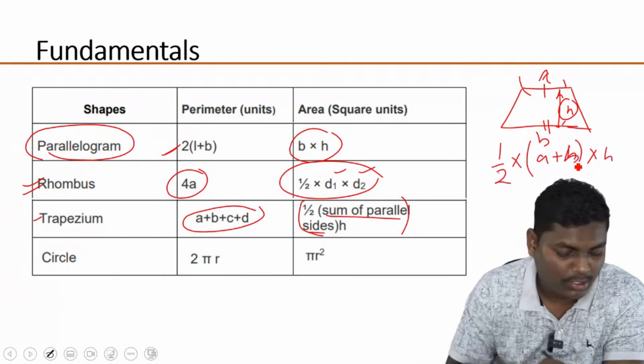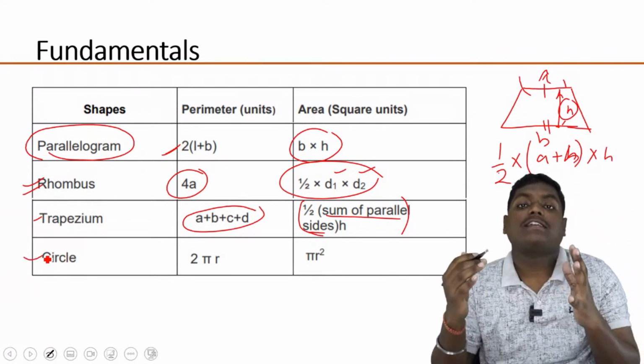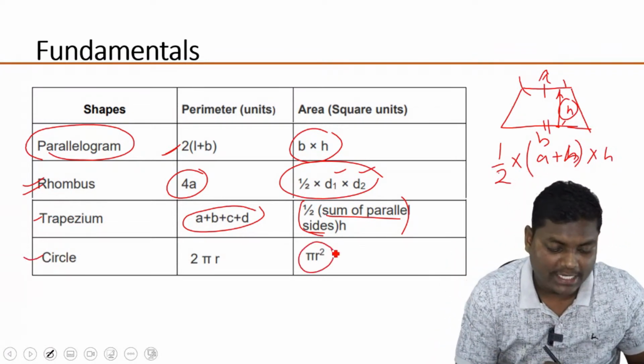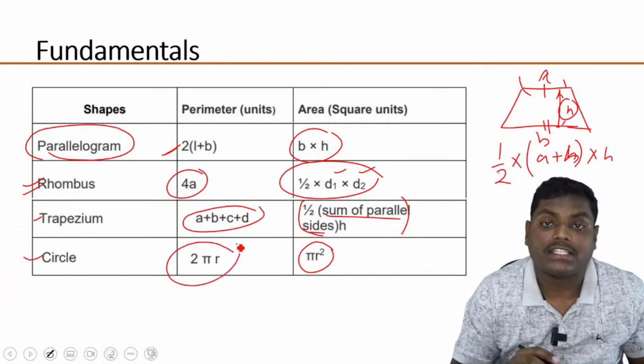Moving to a circle, the area of a circle is given by pi r square and the perimeter of a circle is given by 2 pi r.